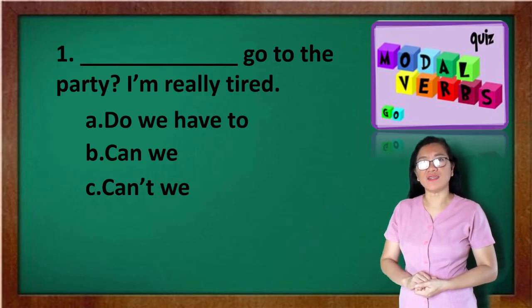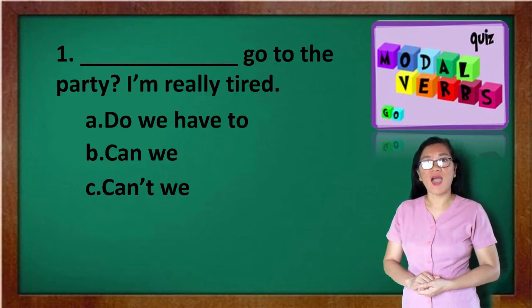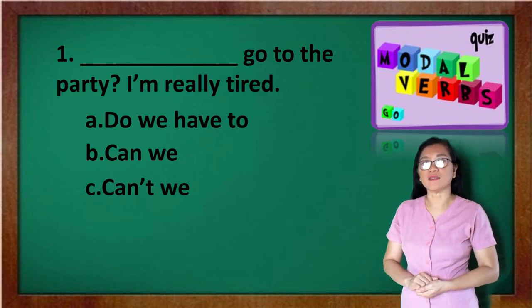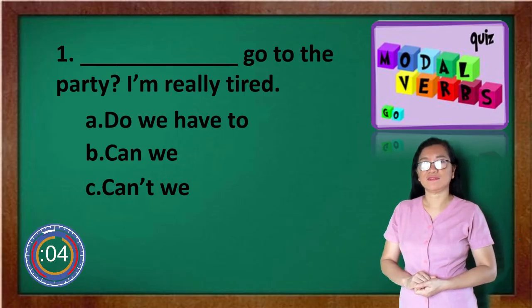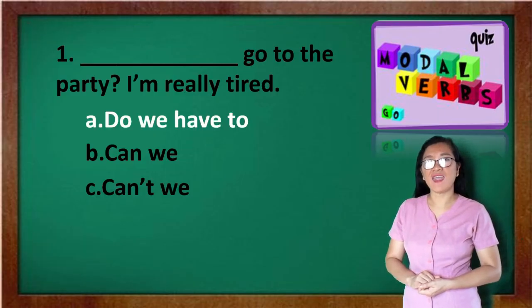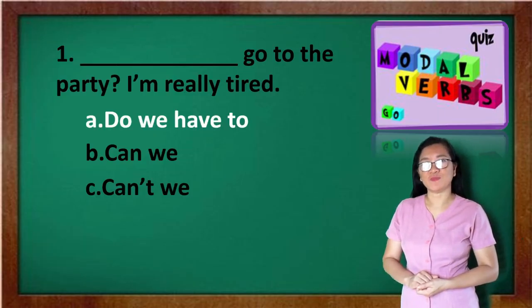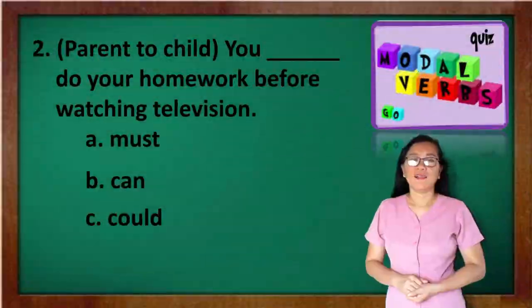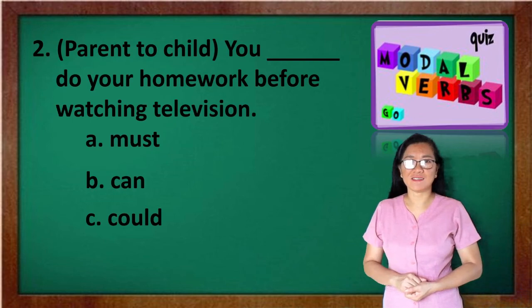Then go to the party. I'm really tired. A. Do we have to? B. Can we? C. Can't we? The answer is A. Do we have to? You figured that out fast. Let's have the second sentence.